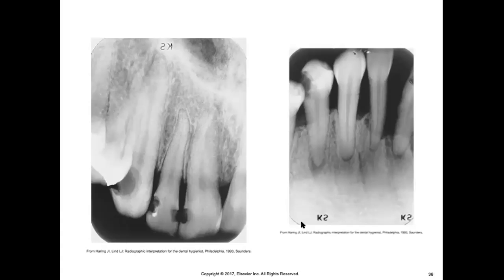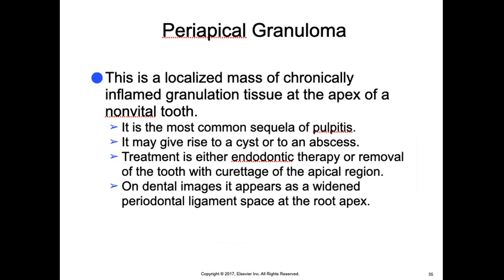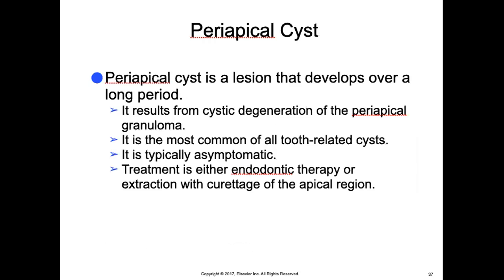Here we can see this is a more advanced situation. The lamina dura is not even visible on the root of the apex and the apical lesion. We actually see a nice big apical radiolucency around here. So that is what a granuloma looks like.